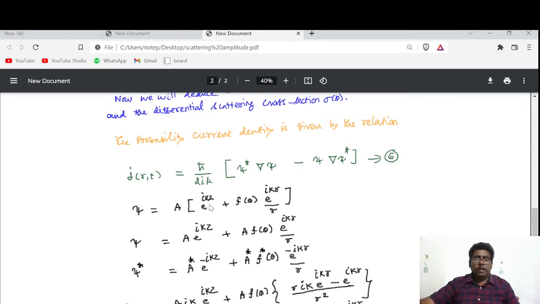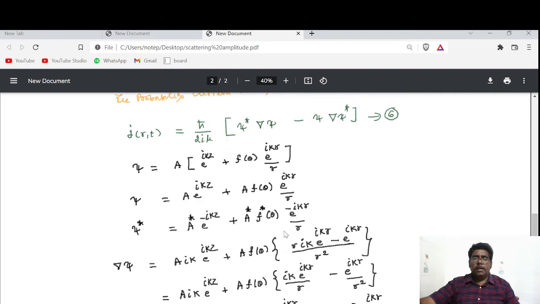Then psi is simply modified as A e^(ikz) plus A f(θ) e^(ikr)/r. Take the complex conjugate of this equation, we can get psi star. Psi star is equal to A star e^(-ikz) plus A star f star(θ) e^(-ikr)/r.